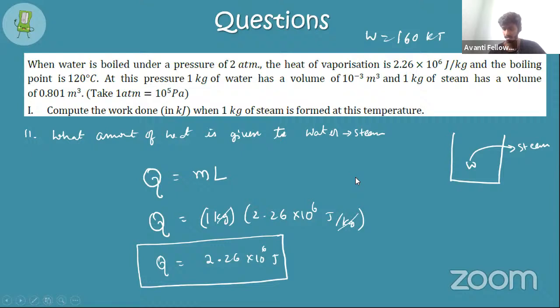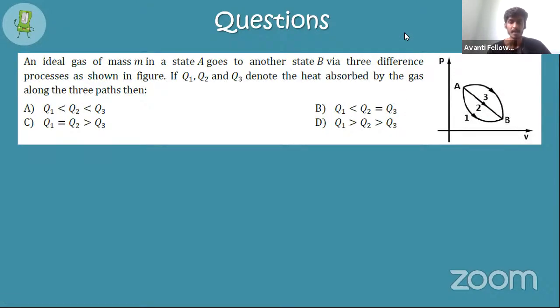Let me ask you a question and launch an MCQ for all of you. In this simple question, students, you can notice one thing happening. An ideal gas of mass m in state A goes to another state B via 3 different processes: one at the bottom, one in the middle, and one at the top. If Q1, Q2, Q3 denote heat absorbed along 1, 2, 3, option A is Q3 is greater than Q2 and Q1, and option D is Q1 is greater than Q2 and Q3, and there are 2 other options. What do you think will be the right answer? Take a minute, work it out.